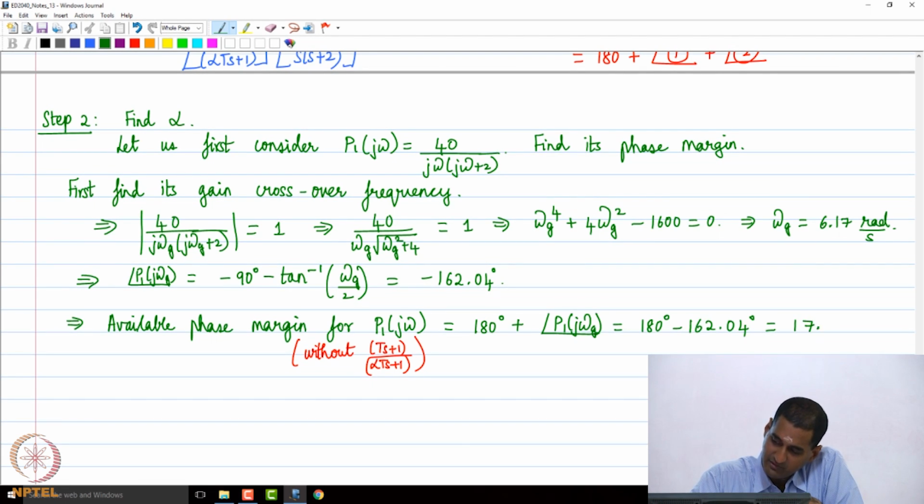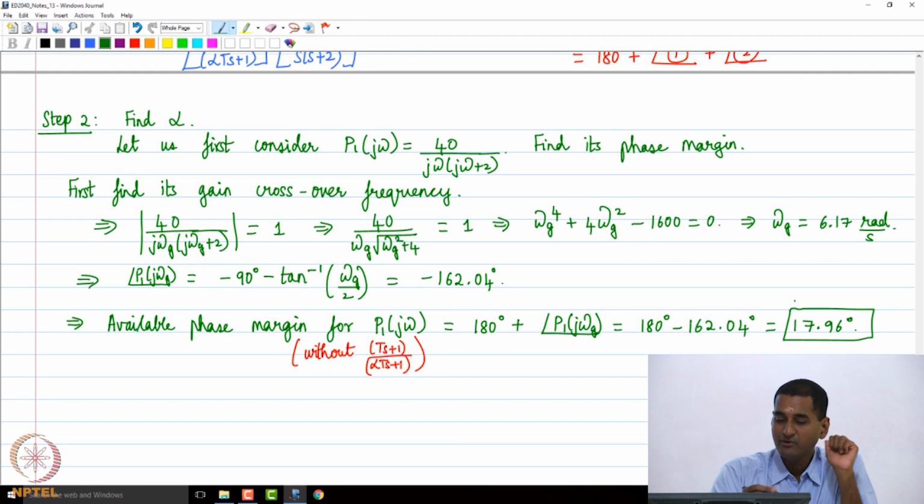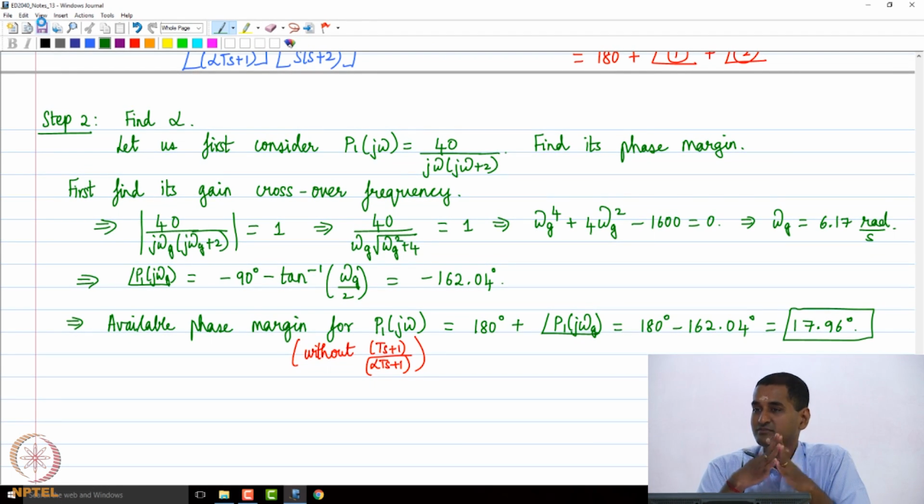That is 17.96 degrees, so that is close to around 18 degrees. How much phase margin do we want? What is the performance specification? At least 50. So, are we meeting the phase margin specification? No.